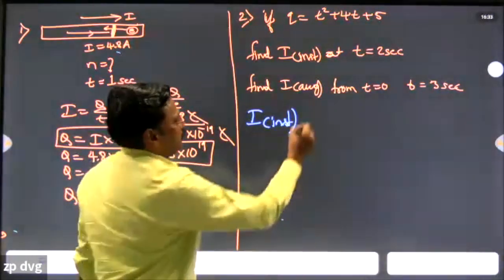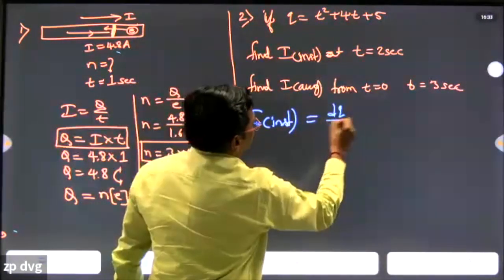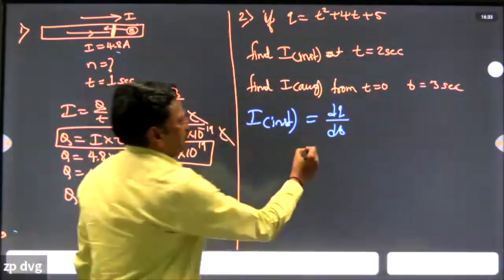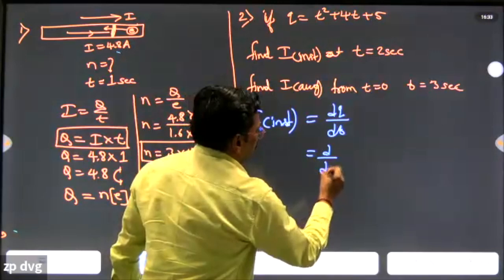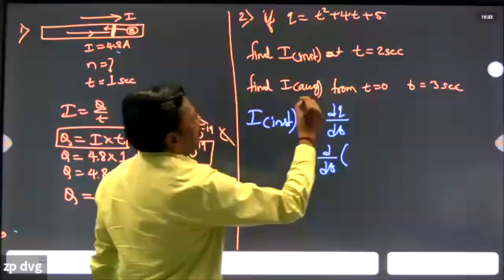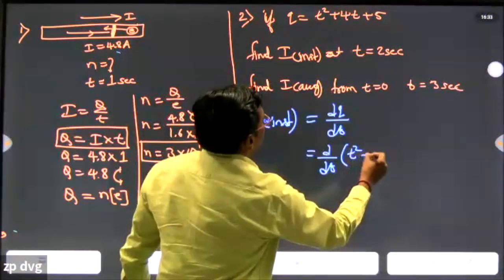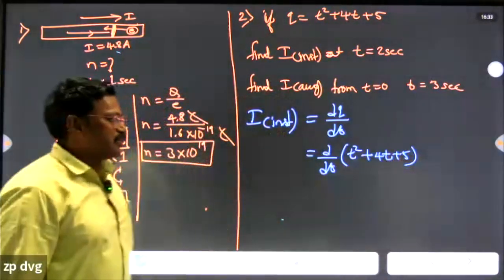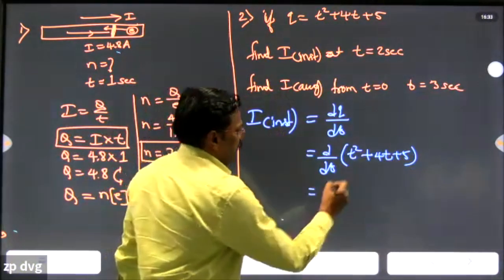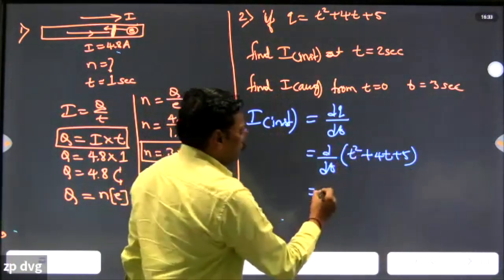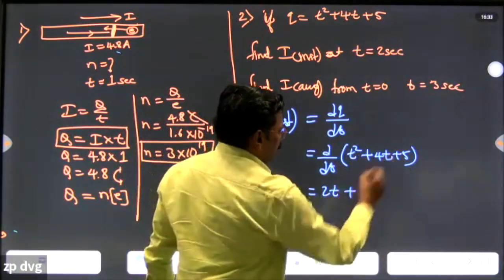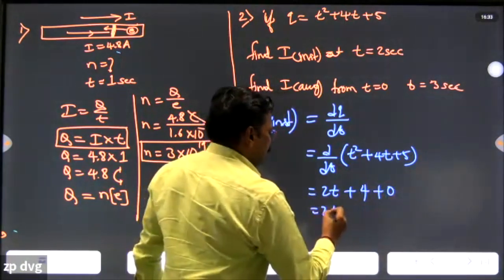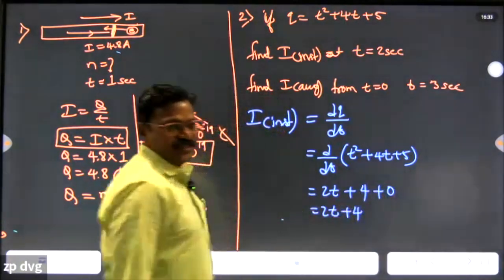I instantaneous by definition is given by dq by dt. So it is d by dt of q. Q is given by t square plus 4t plus 5. Differentiating this, the differentiation of t square is 2t, of 4t is 4, and of a constant is 0. So 2t plus 4 is the value of instantaneous current.